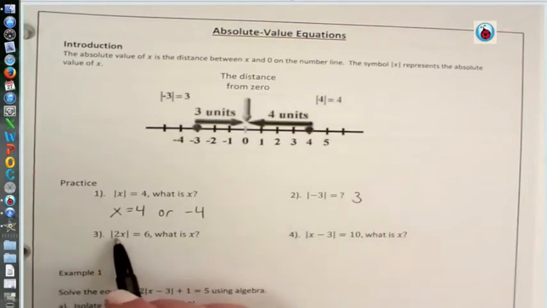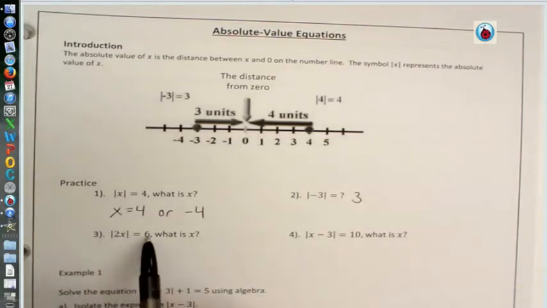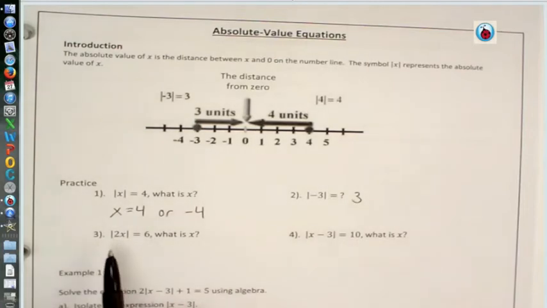Number 3, absolute value of 2x equals 6. What is x? This also has two different possible answers for x. There are two values that I could plug in for x where our result would be 6. I have to consider two possibilities.